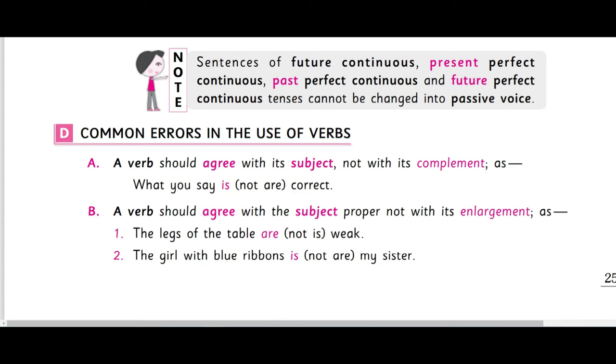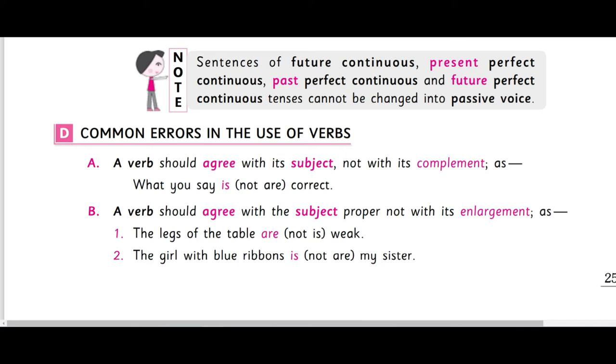For example, what you say: is or are? What you say is correct, not are. What you say are correct is wrong, because the subject is what you say, the matter you say. It is not you. What you say is a full clause, and that clause itself is playing as the subject. The matter is singular, so it is correct. That is what we have to understand.